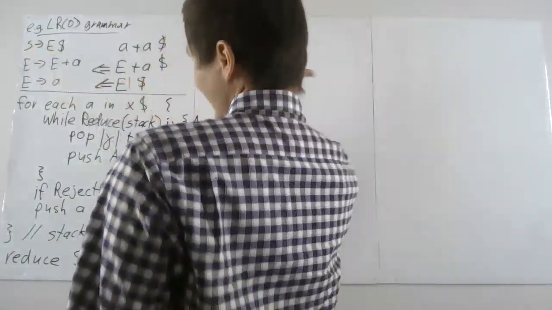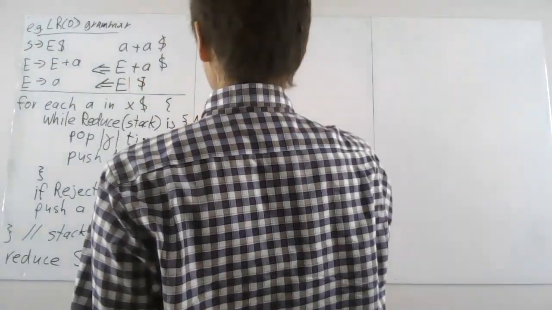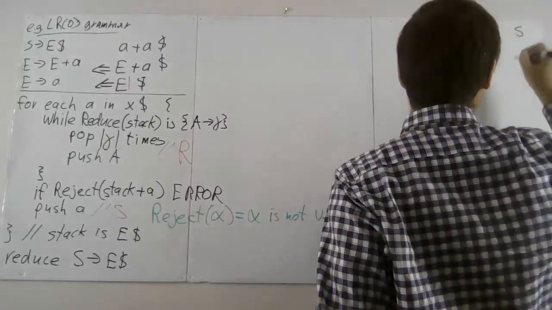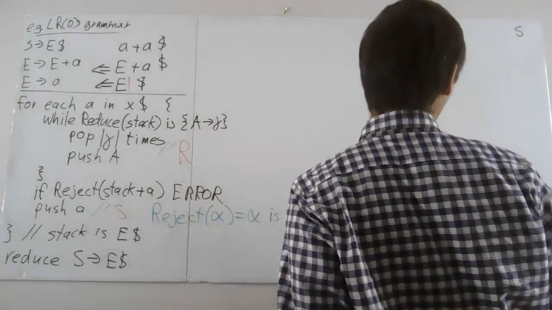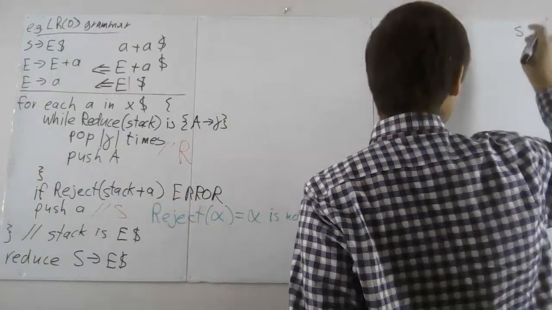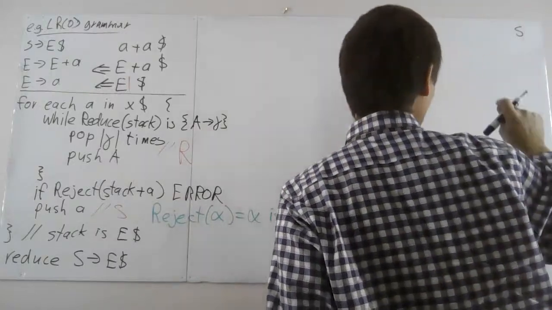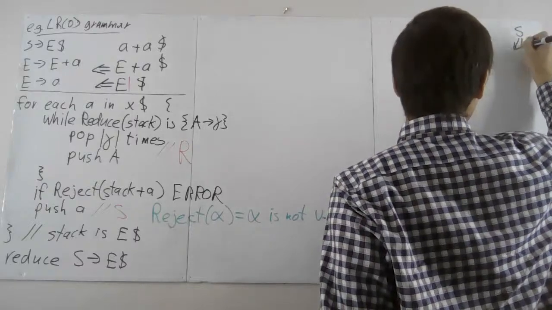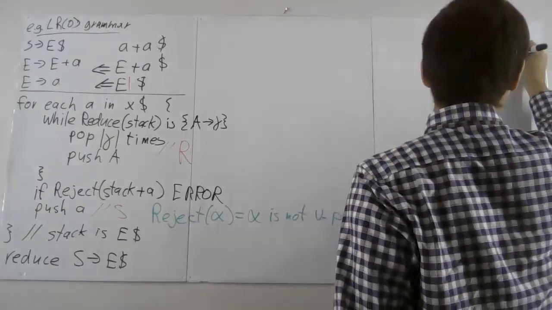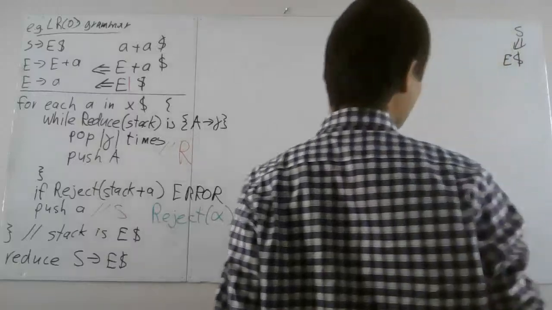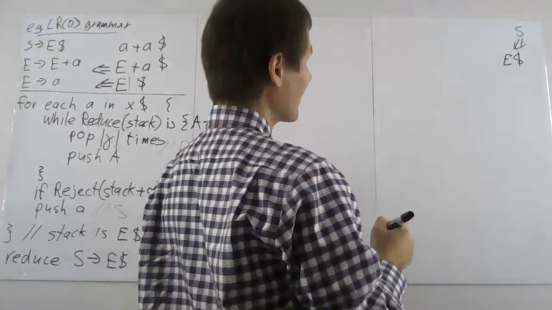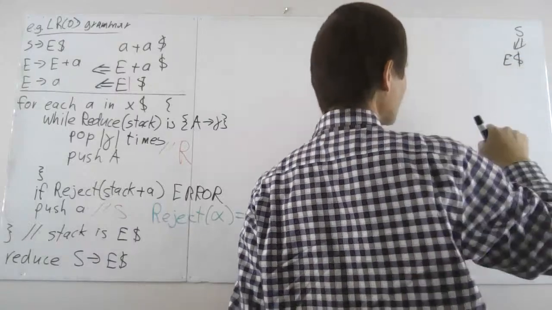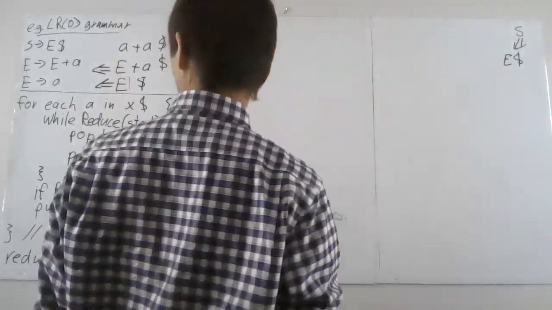So what are some viable prefixes first? Let's do that over here. S is a sentential form, so any prefix of S is a viable prefix. So the empty string is a viable prefix. S is a viable prefix. And then we know that S derives E $, and so any prefix of that is also a viable prefix. So empty string, E, and E $, those three are viable prefixes.